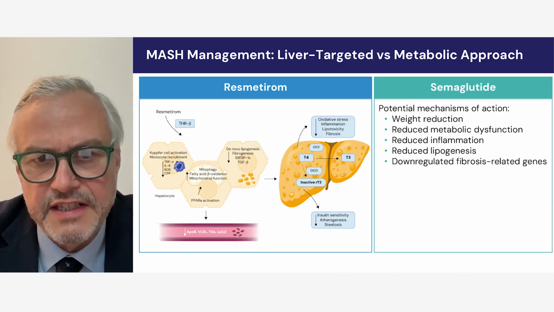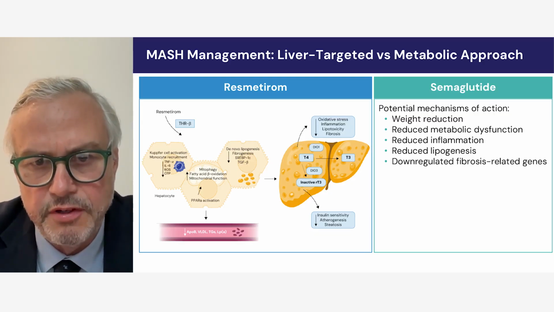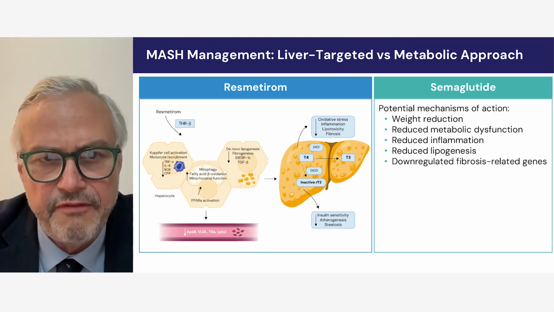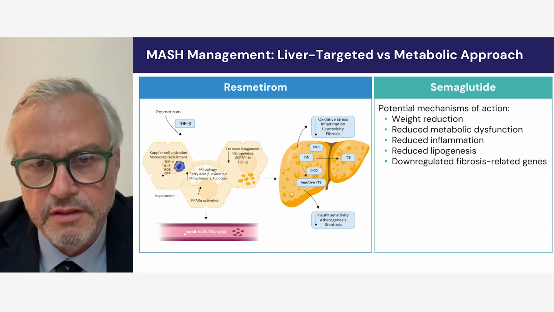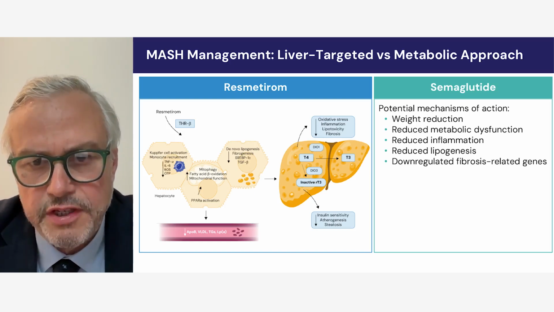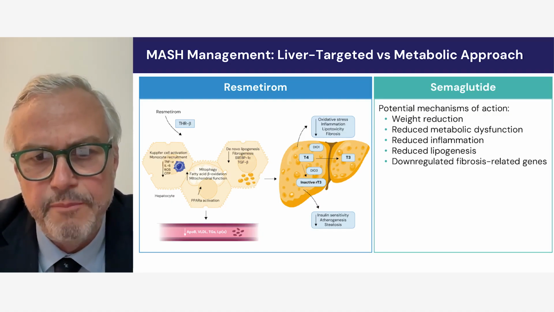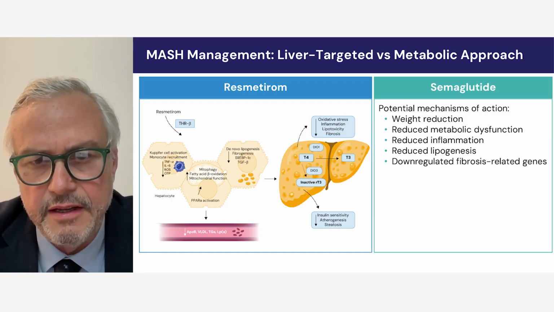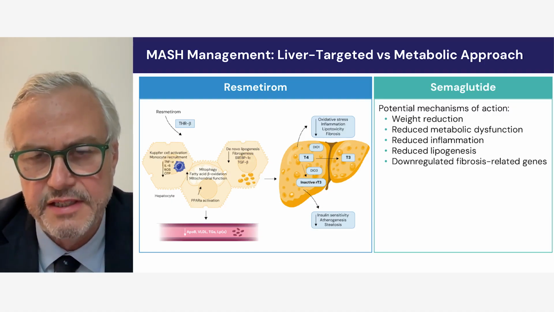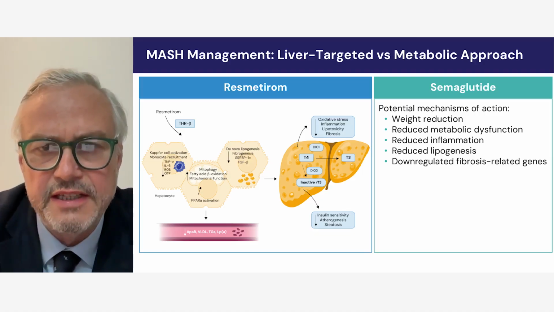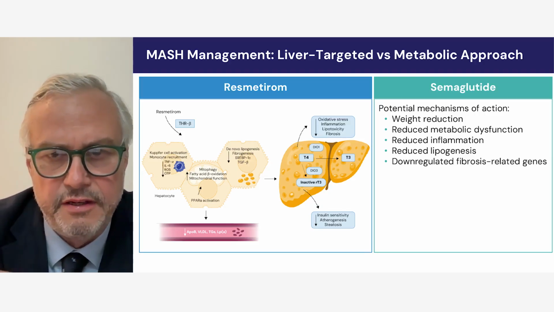On the other hand, we have the semaglutide. We know that there is no GLP-1 receptor in the liver, but we know that it has a very good effect in weight reduction, in reducing metabolic dysfunction, and also reduces inflammation and lipogenesis, and it acts down-regulating fibrosis-related genes. And we know that this has an impact in the fibrosis regression.